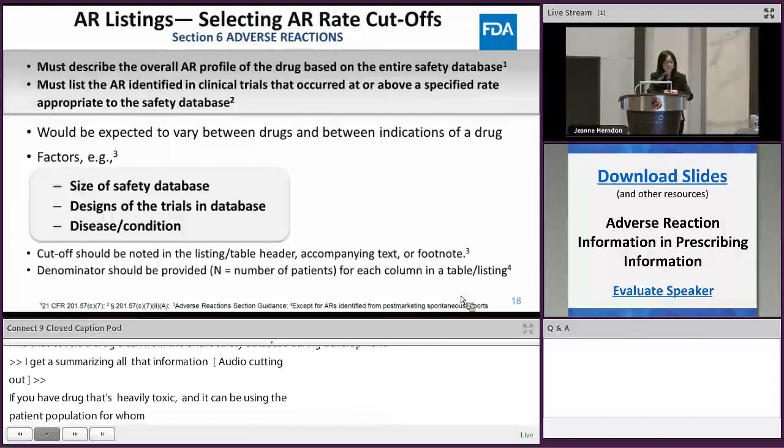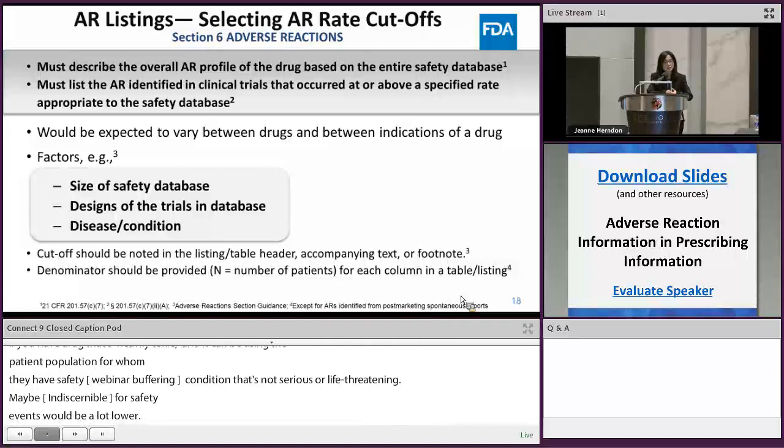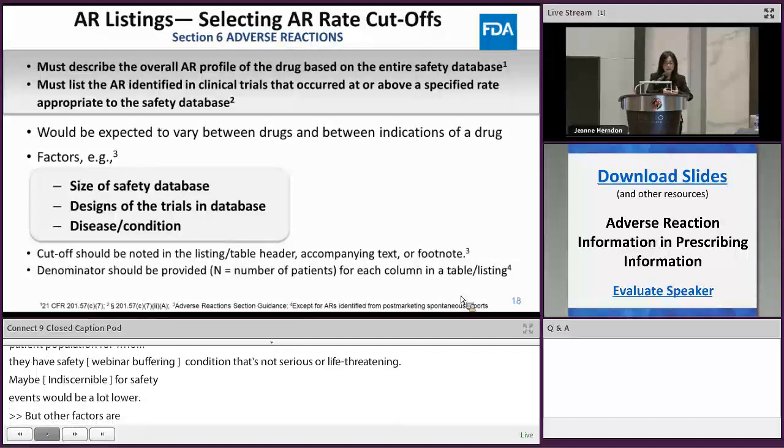But other factors are involved. So size of the safety database, if you have a very large study, obviously the confidence in your findings is going to be higher. If you have a very small study size, then with just small variations in the number of patients that are reporting these adverse events, you can see wild fluctuations in the adverse reaction rate.